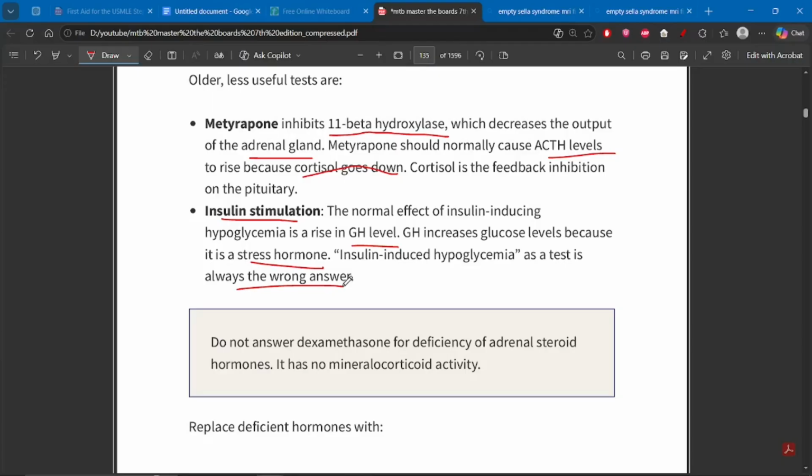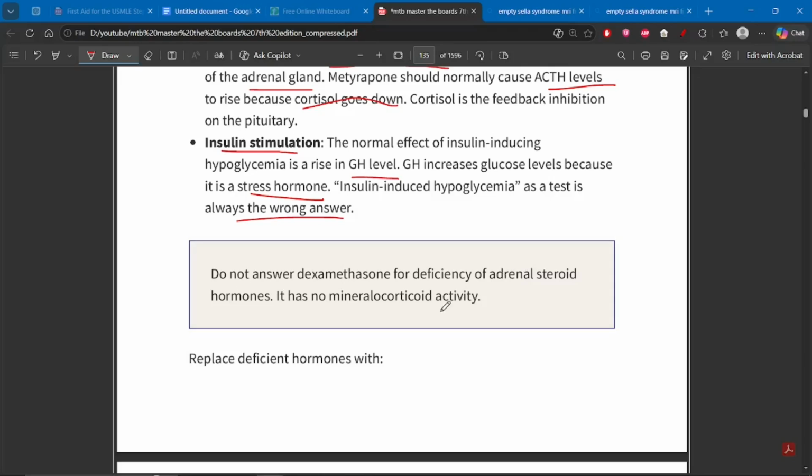So you need to either choose insulin stimulation or any other option, not insulin-induced hypoglycemia. Do not answer dexamethasone for deficiency of adrenal steroid hormones. It has no mineralocorticoid activity, right? So it's not that dexamethasone is the only thing deficient. We need to look at the complete picture. We don't just answer dexamethasone because it is a stimulation of ACTH. ACTH is deficient, so we will not just answer dexamethasone.